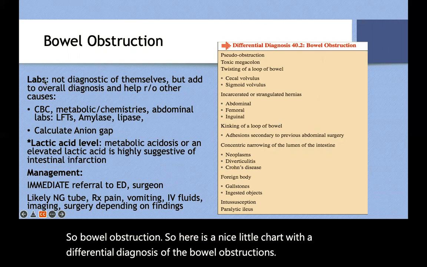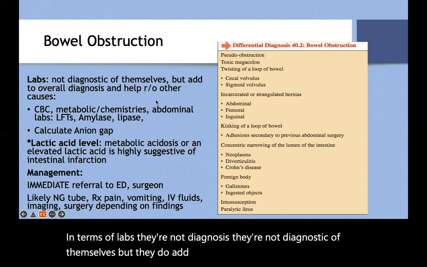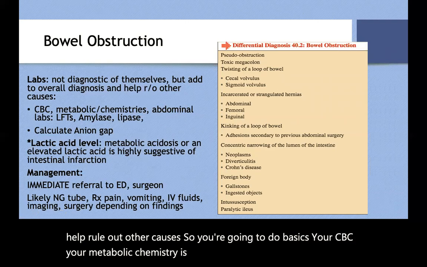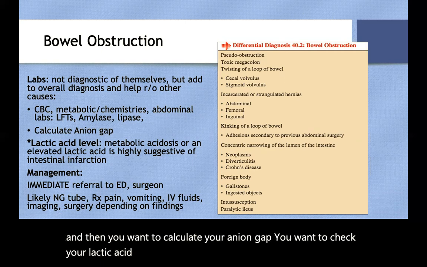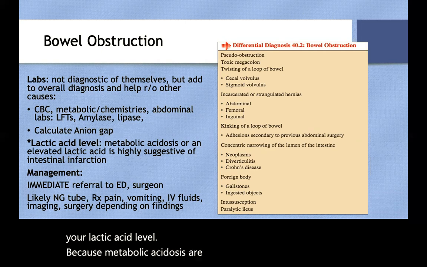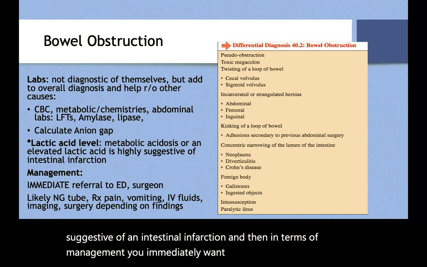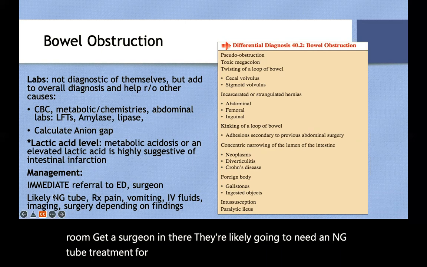In terms of labs, they're not diagnostic of themselves, but they do add to the overall diagnosis and of course help rule out other causes. So you're going to do your basics: CBC, metabolic chemistries, abdominal labs, LFTs, amylase, lipase, and then you want to calculate your anion gap. You want to check your lactic acid level because metabolic acidosis or an elevated lactic acid is highly suggestive of an intestinal infarction. And in terms of management, you immediately want to refer to the emergency room and get a surgeon in there. They're likely going to need an NG tube, treatment for pain, vomiting, IV fluids, imaging, and surgery, depending on the findings.